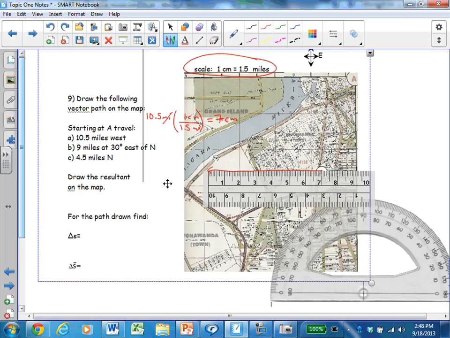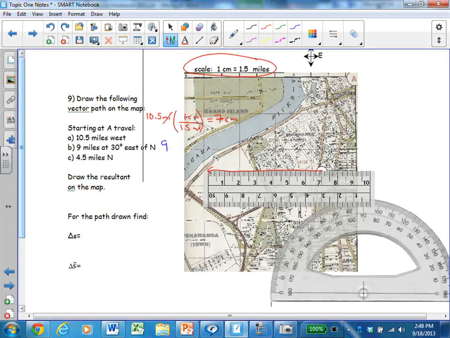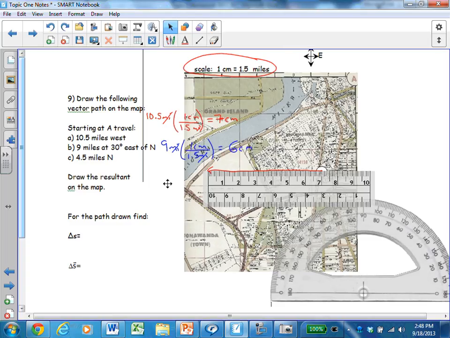Now I'm going to do the blue one. The blue one says 9 miles. So fancy version of 1. 1 is the same. 1.5 miles to 1 centimeter. And 9 miles divided by 1.5 is going to give us 6 centimeters. Now that's at 30 degrees east and north.